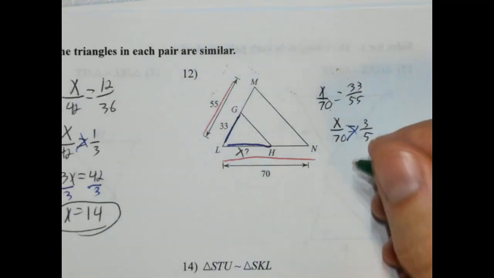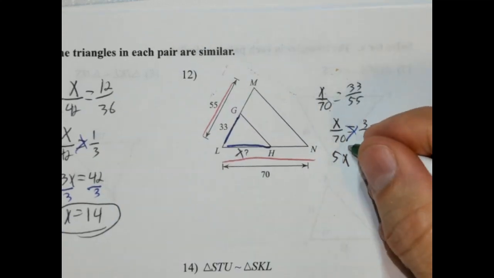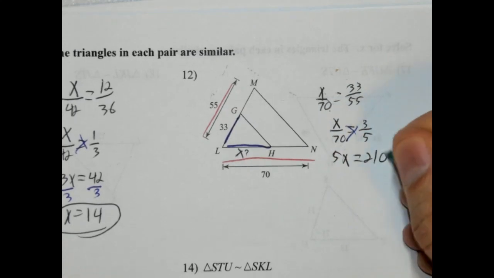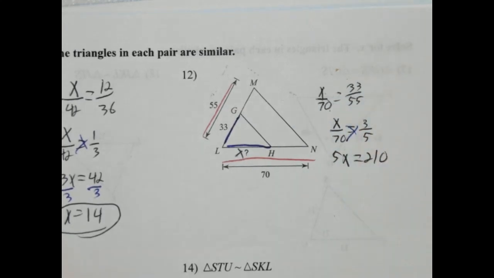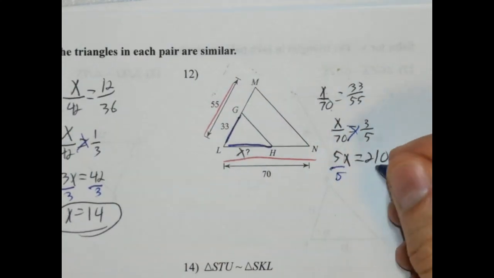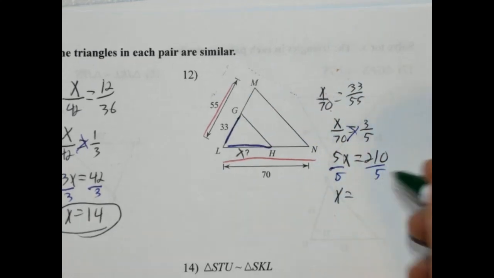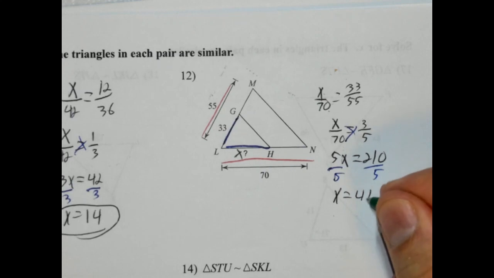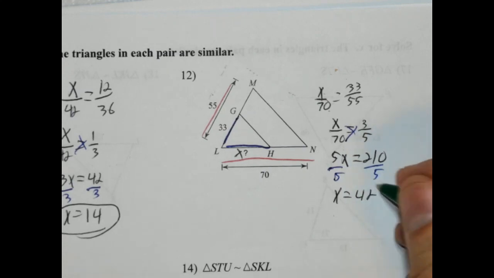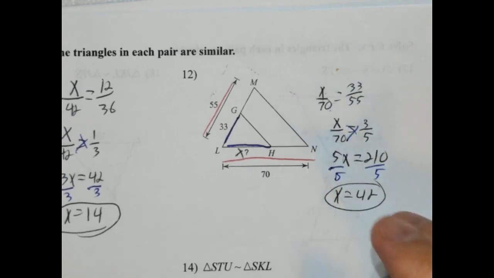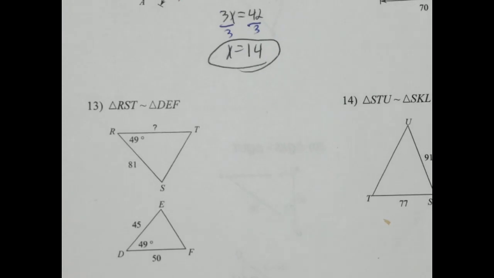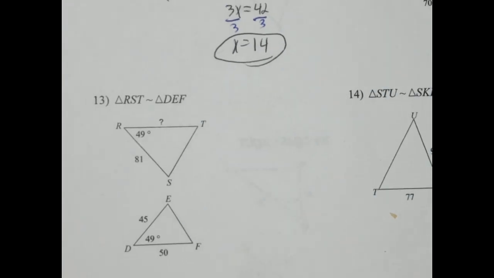And 5 times x is 5x. 70 times 3 is 210. And we're going to divide by 5. Okay. X is equal to, let's see, 42, I believe. Yep, 42. Awesome. Okay. Number 13.